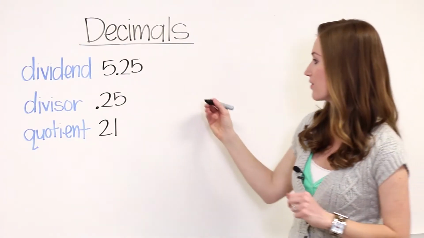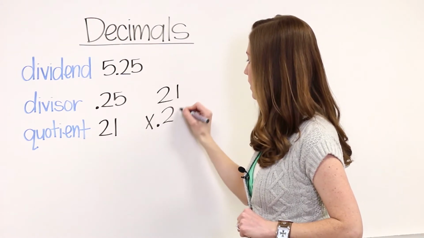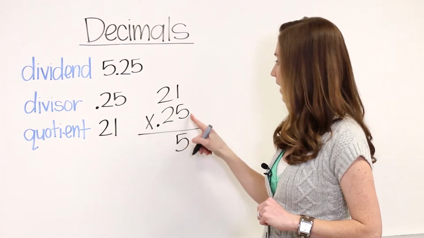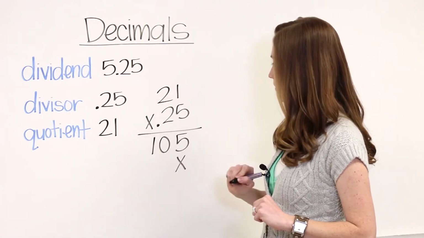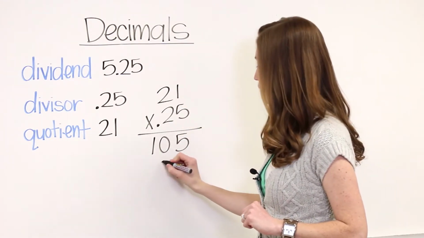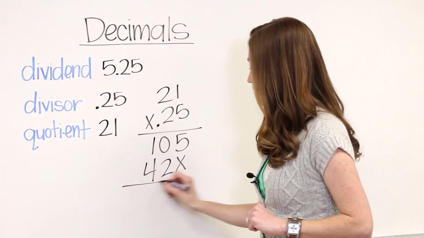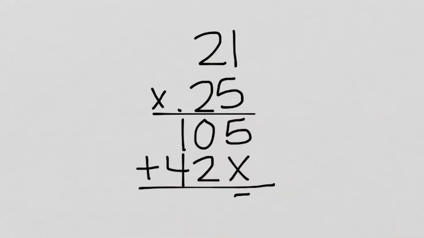Let's do that now. 21 times 25 hundredths. 5 times 1 is 5. 5 times 2 is 10. We need a placeholder. 2 times 1 is 2. And 2 times 2 is 4. Now let's add these to get our final product. 5 plus nothing is 5. 0 plus 2 is 2. And 1 plus 4 is 5.